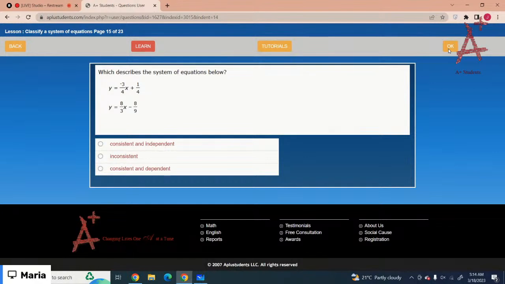Y equals negative 3 over 4x plus 1 over 4 and y equals 8 over 3x minus 8 over 9. So both the equations have different slopes. That means the system is consistent and independent. Got it?